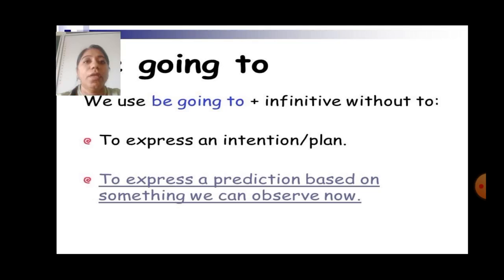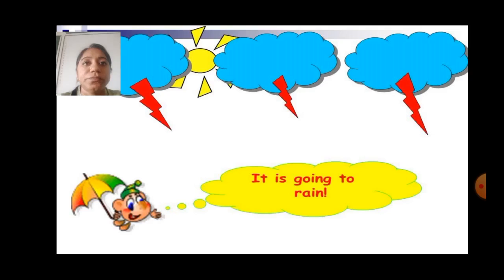Now, let's see the be going to form. We use be going to plus infinitive without to to express an intention or plan and to express a prediction based on something we can observe now.